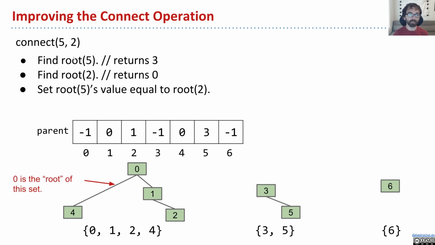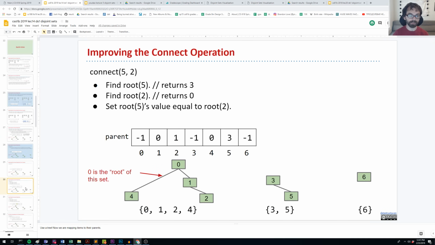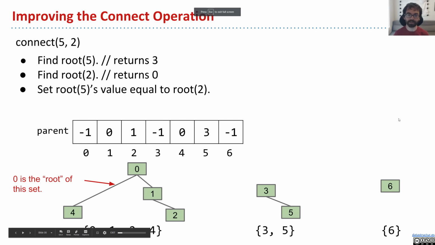So I can find the root of 5. That is, climb the tree, find 3, can find the root of 2, find 0, and then set this 3, which is the root of 5, to be below 0. So in particular, well, actually, I have an animation already ready set up to go.